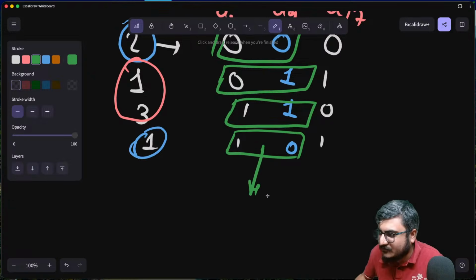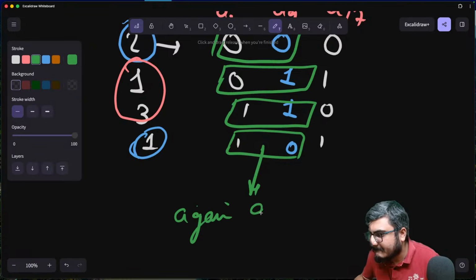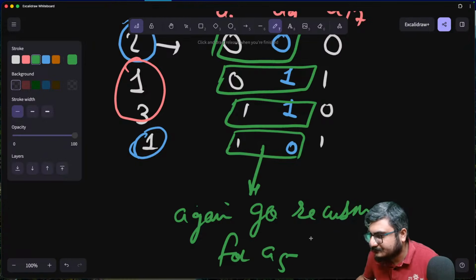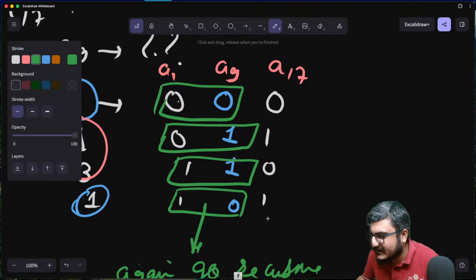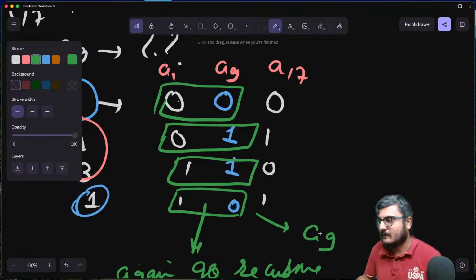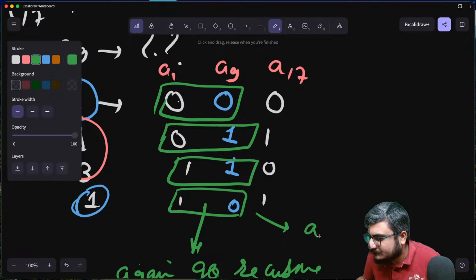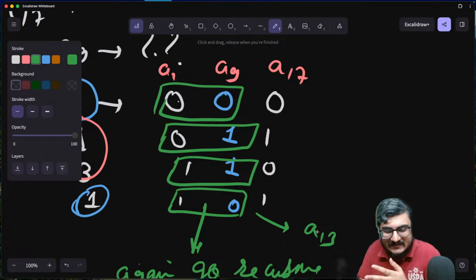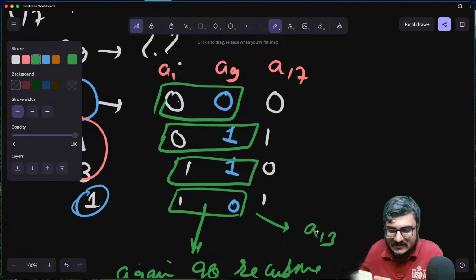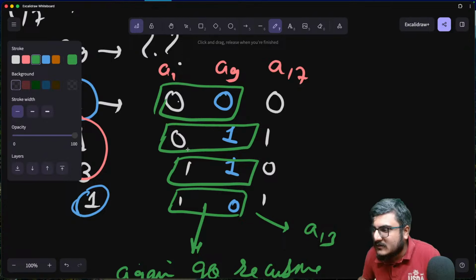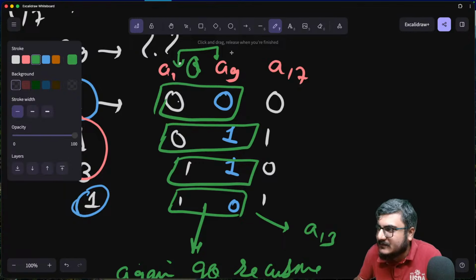So I can again go recursive for A5, and on this side I can again go recursive for A9. Sorry, this time it would be A13. And this is the whole idea. You keep going recursively and just add DP at the top of this. We don't really need to know whether it's A9, A17, A6. All we need to know is how many different numbers exist between them. Here we have 8 numbers. Here also we have 8 numbers.